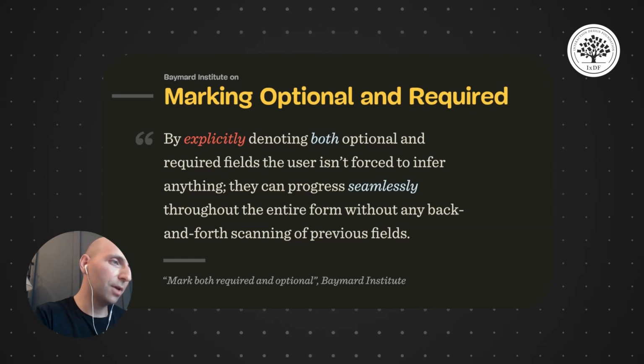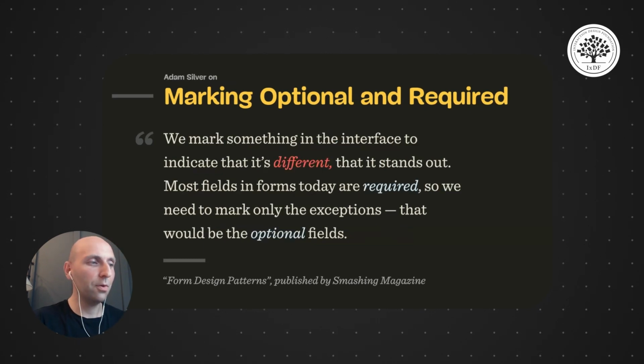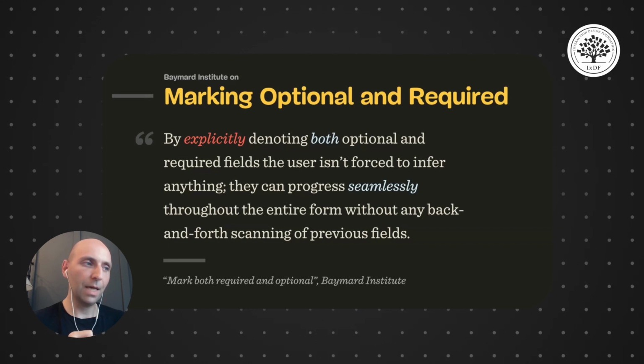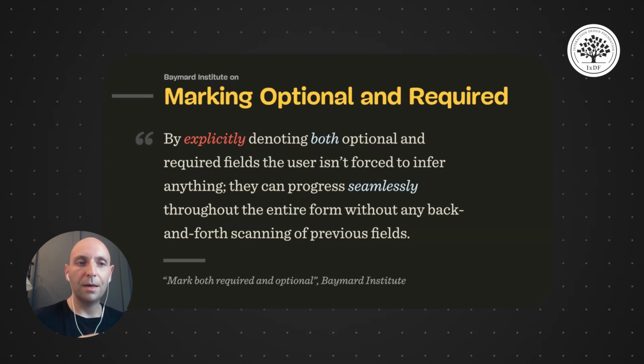So the idea is, you either mark optional and required, or only required, or only optional, right? If you look at gov.uk, you mark only optional. If you look at Nielsen Norman Group and Baymard Institute, you mark both. It's probably just really strange to mark only required. That's the attitude that we often have here, which is not always what's happening on the web, though. That's just something to keep in mind. But this is what the research is telling us, right?